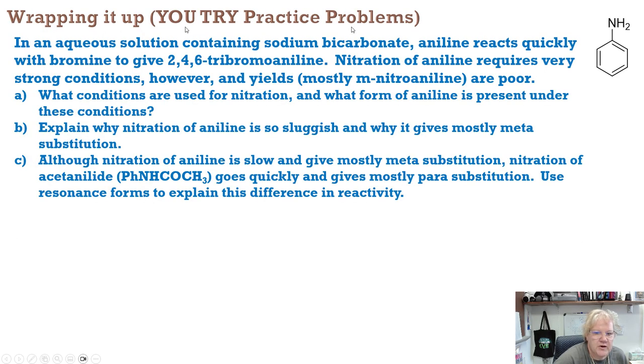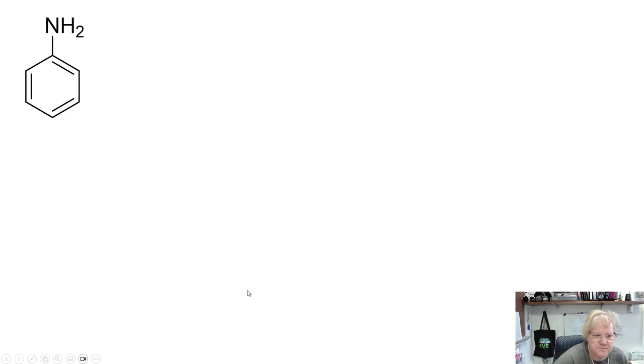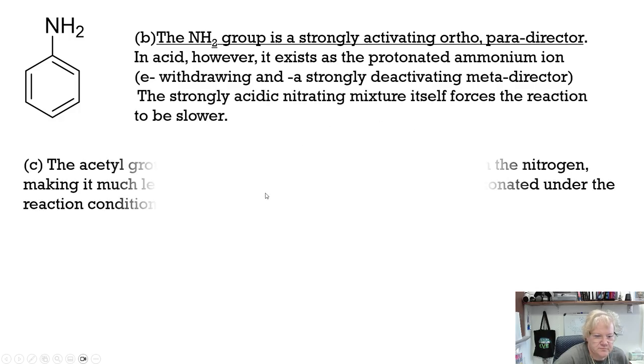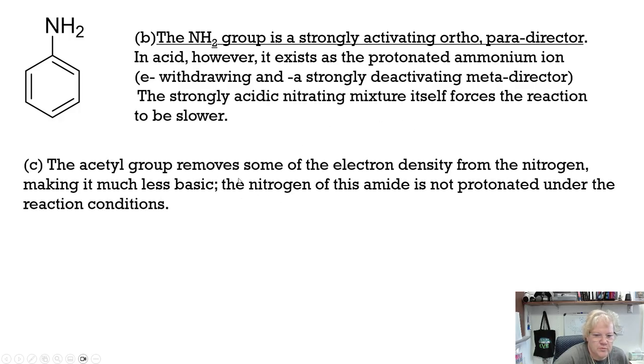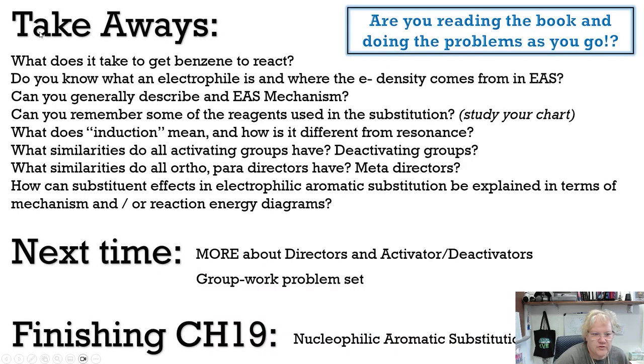Okay, wrapping it up, we have another question about aniline here. It talks about the reagents used, sulfuric acid. Okay, so we would get a protonated form of our aniline. Talking also about if it's an activating ortho-para director, and so on and so forth. Also the acyl group, how it removes some of the density, and how this would affect the reaction. And then we could go over some of our takeaways.